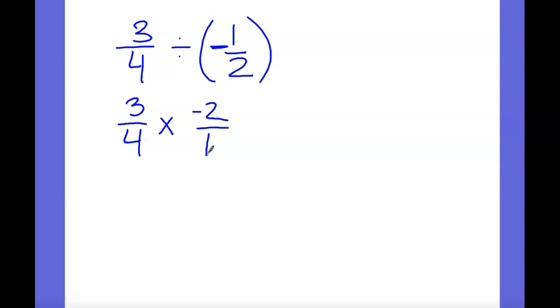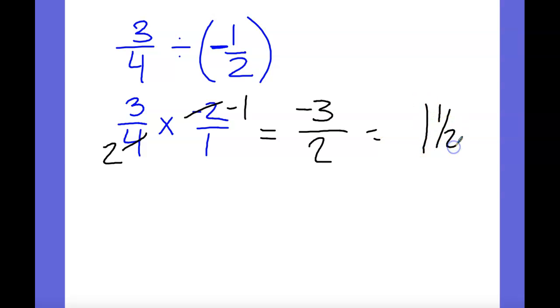I can reduce. Where do I reduce? The 4 becomes a 2 and the -2 becomes a -1. Do not forget the negative. A positive times a negative is a negative. 3 times 1? 3. 2 times 1? 2. How many wholes can you make out of that? 0, and you would have 3/2, and make sure it's negative.